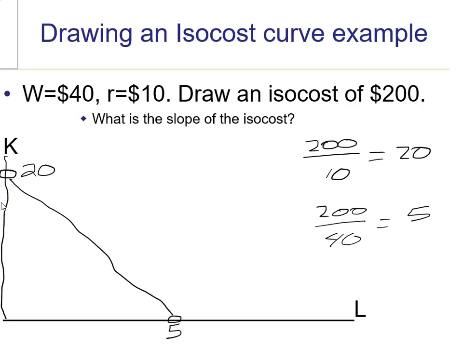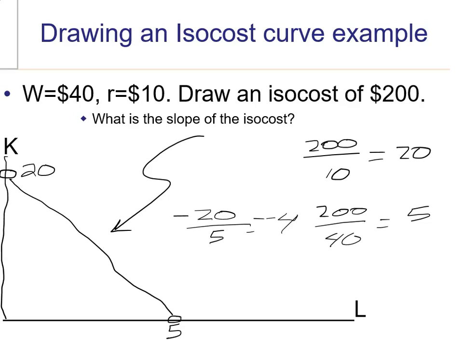And what's the slope of this isocost curve? Well, it's rise over run, starting from this point, ending at this point. That's a rise, or a drop, of 20. What's the run going from here to here? That's 5. So this slope will always be negative. It's a negative 4, the isocost slope.